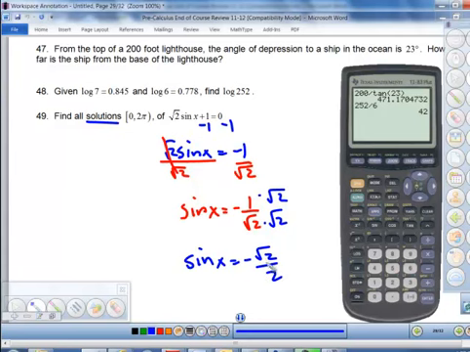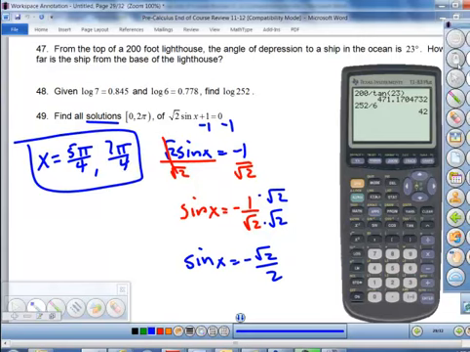So basically I'm going to look at my chart, and everywhere I see negative radical 2 over 2, that's at 315, and then also at 225. So the solutions are in radians. Okay, so 225 is going to be 5 pi over 4. And then 315 is 7 pi over 4. Alright, bam. There's that.